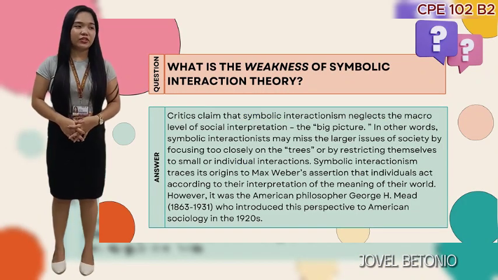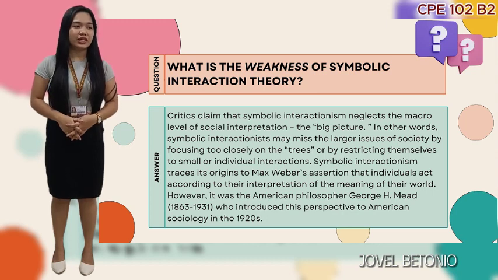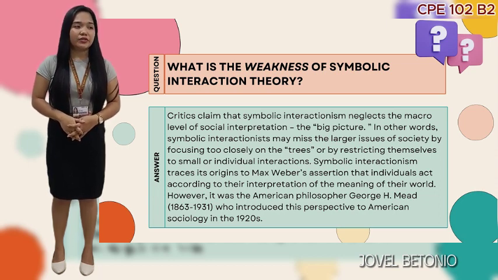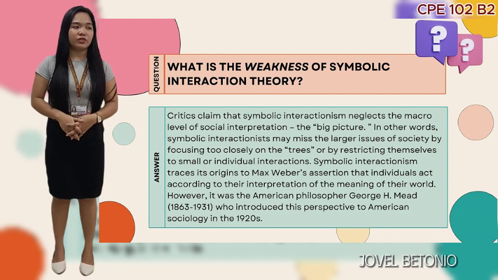Weakness of symbolic interaction theory. Critics claim that symbolic interactionism neglects the macro level of social interpretation, the big picture. In other words, symbolic interactionists may miss the larger issues of society by focusing too closely on the trees, or by restricting themselves to small or individual interactionism.